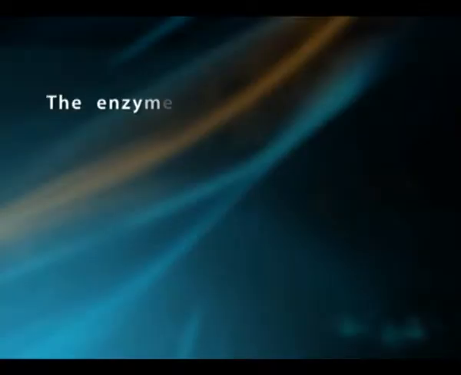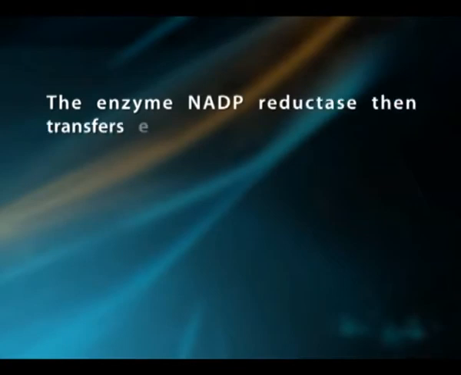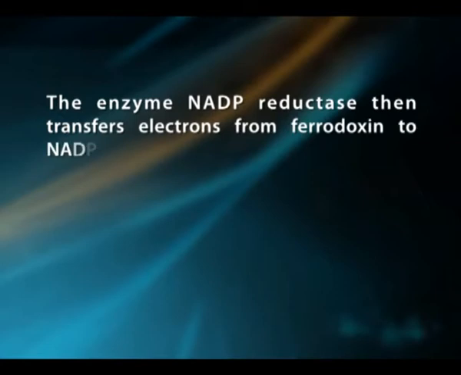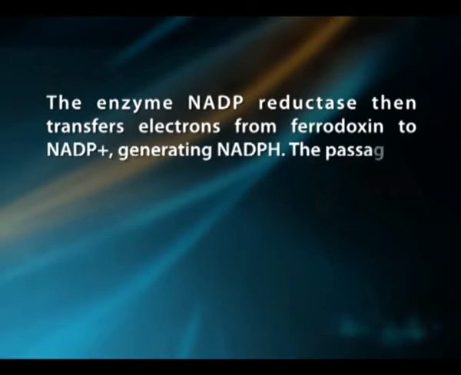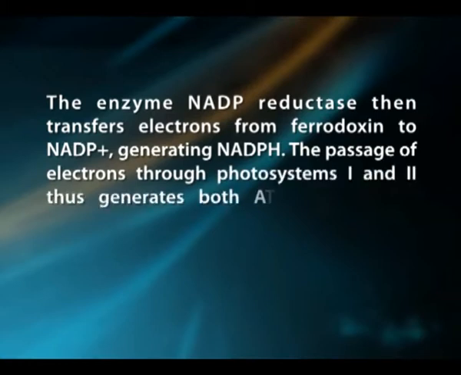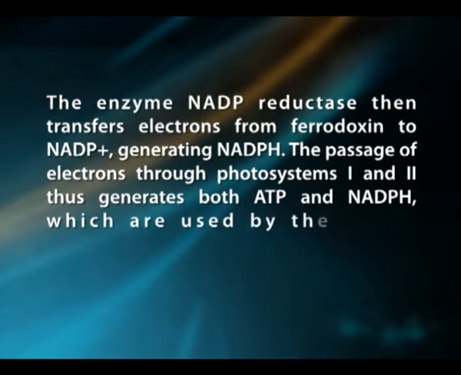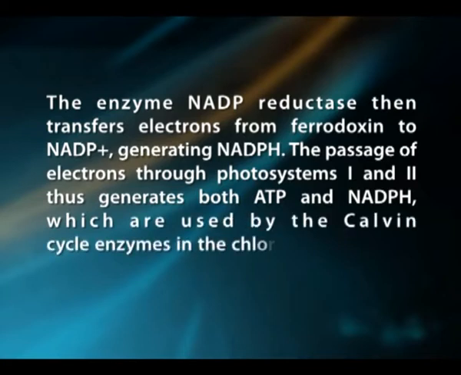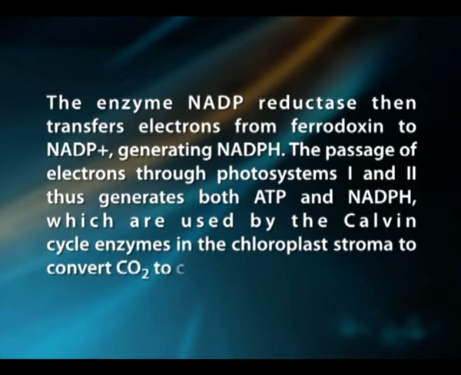The reaction center chlorophyll of photosystem 1 transfers its excited electrons through a series of carriers to ferredoxin, a small protein on the stromal side of the thylakoid membrane. The enzyme NADP reductase then transfers electrons from ferredoxin to NADP+, generating NADPH. The passage of electrons through photosystems 1 and 2 thus generates both ATP and NADPH, which are used by the Calvin cycle enzymes in the chloroplast stroma to convert carbon dioxide to carbohydrates.